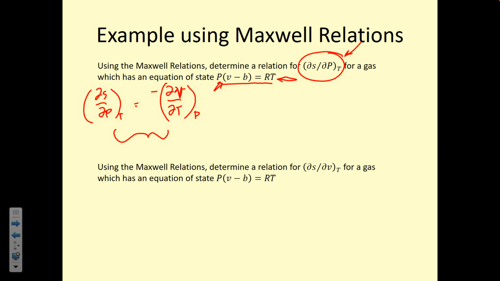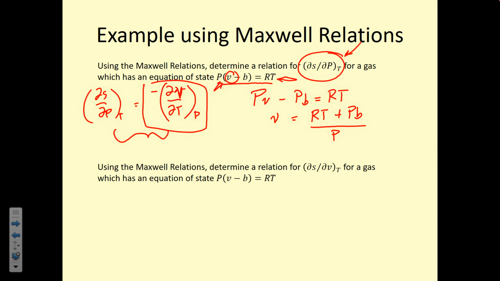Take the derivative of the volume with respect to temperature. Yes, we have to do this side of the equation. So in order to do that, we need our equation in terms of specific volume. So PV minus PB is equal to RT. V is equal to RT plus PB over P. So if we take the partial derivative of this with respect to temperature, what do we get?